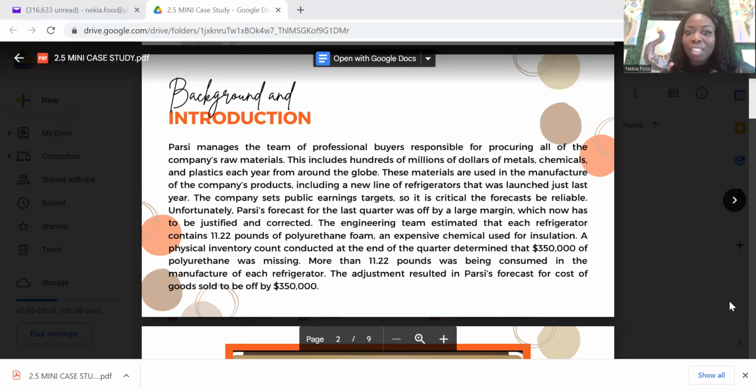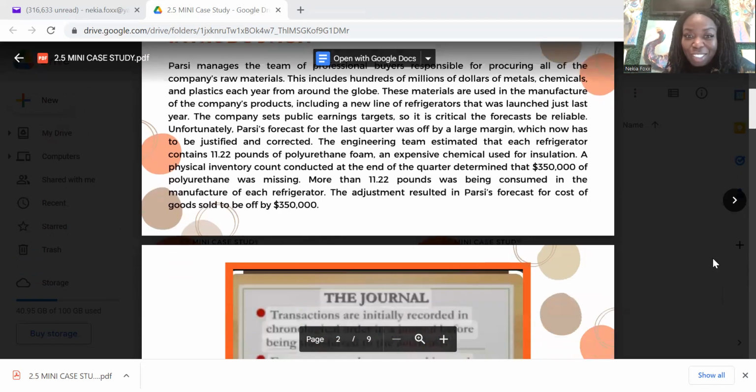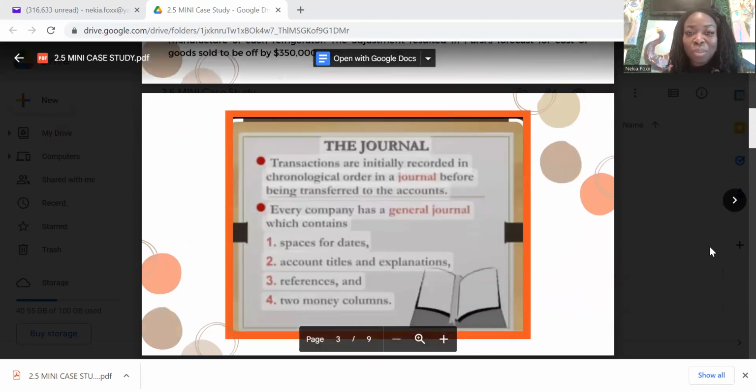A physical inventory count conducted at the end of the quarter determined that $350,000 of the polyurethane was missing. More than 11.22 pounds was being consumed in the manufacture of each refrigerator. That adjustment resulted in Parsi's forecast counts and the cost of goods sold being off by $350,000. So what we're going to do is go into this presentation and go over what is taking place and how we can solve it or give suggestions.